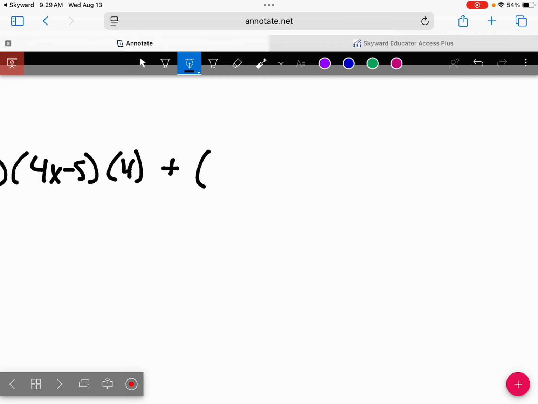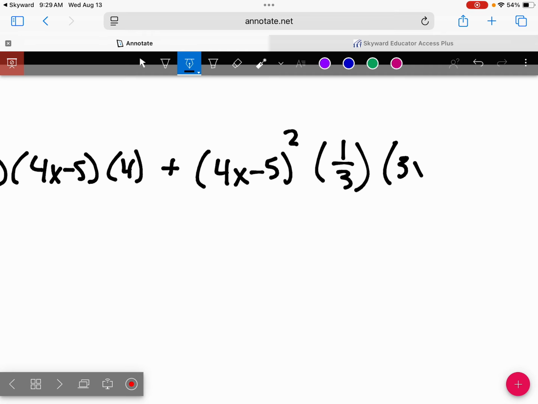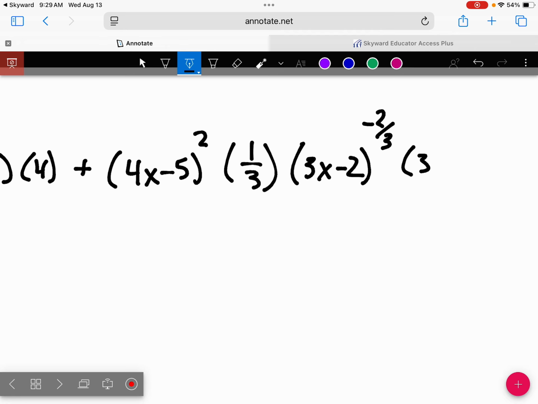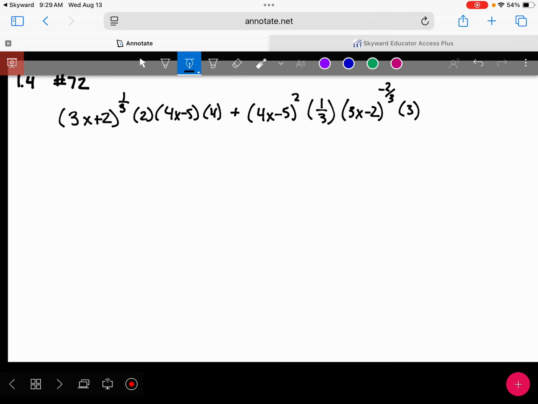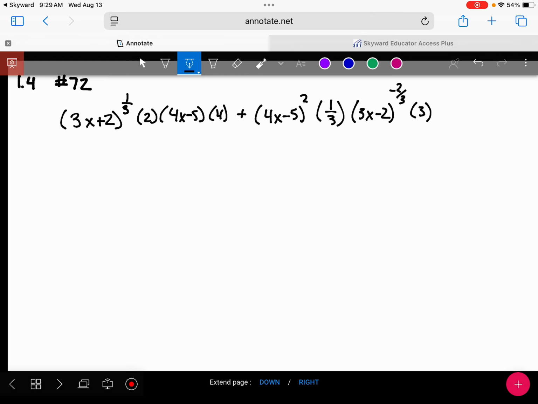We've got our 4x minus 5 squared times 1/3, times 3x minus 2 to the negative 2/3, times 3. Oh, sorry. It's zoomed in over it. Okay. I'm with you. Gross looking.